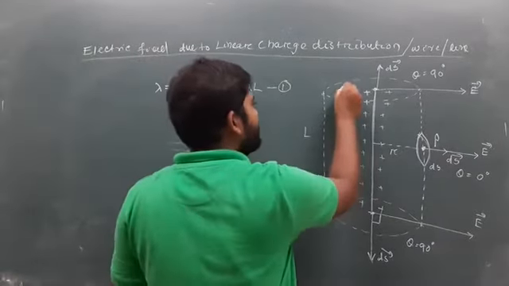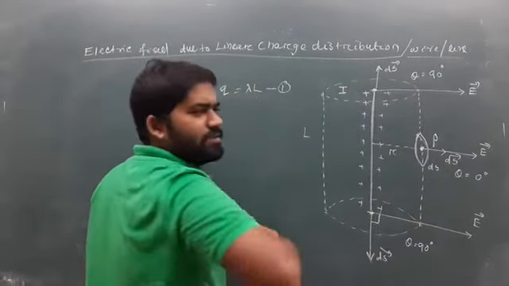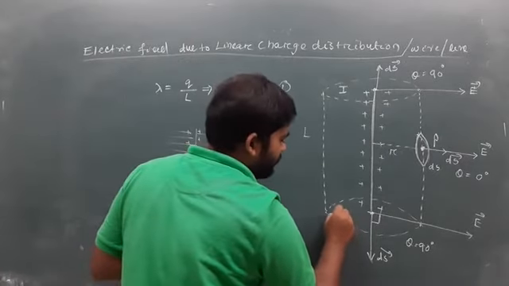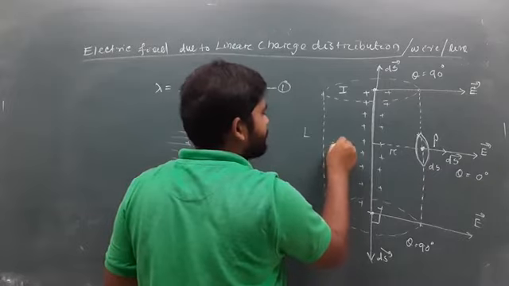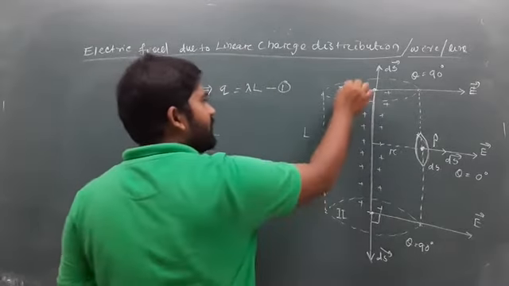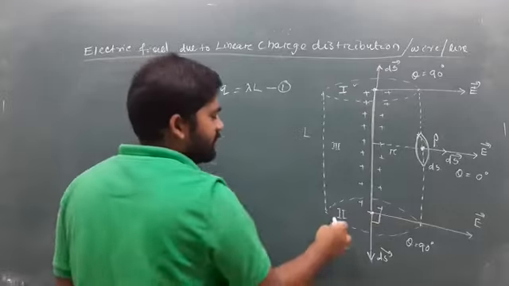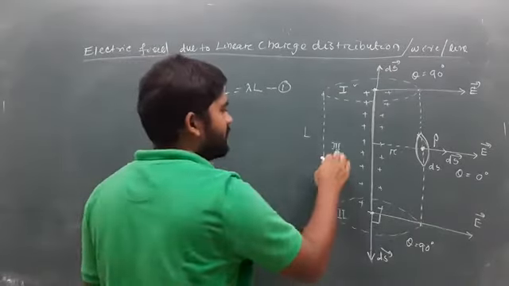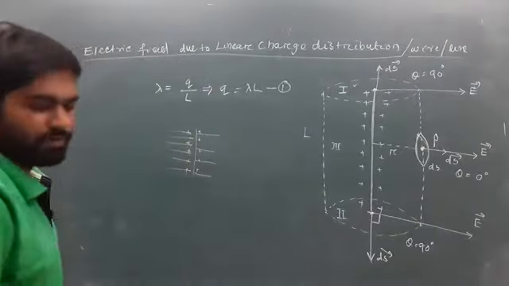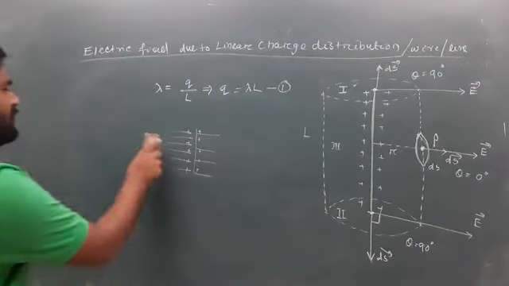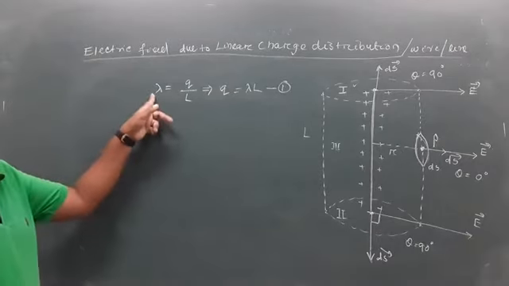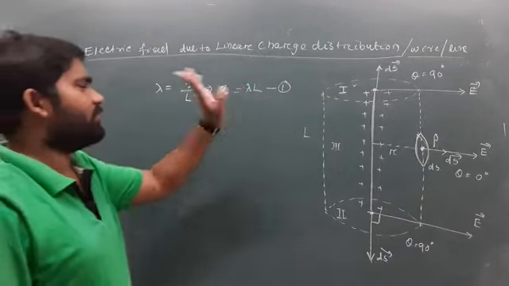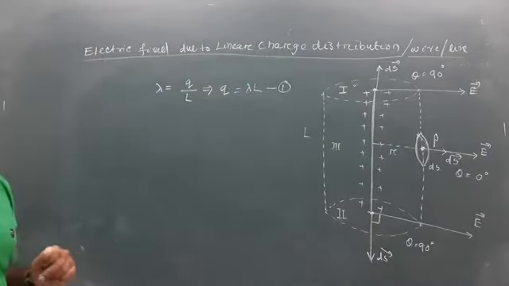Suppose I divide it into three regions: region 1, the upper circular region, region 2, the lower circular region, and region 3, the curved region. The wire has length L and it contains charge Q that is uniformly distributed over that wire. So lambda is the linear charge density, lambda equals Q by L. So Q equals lambda L.